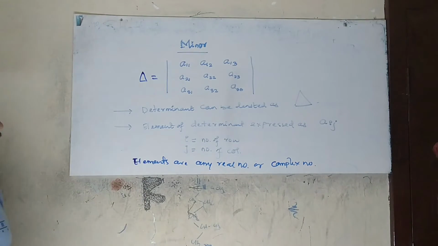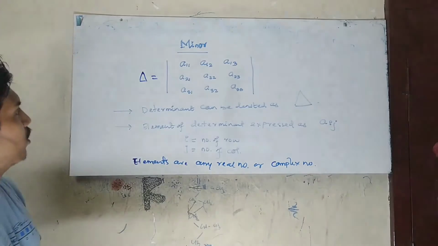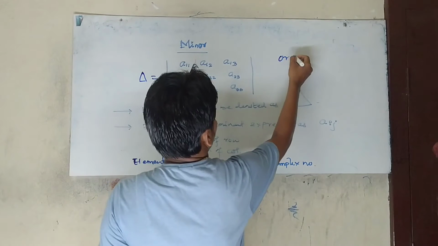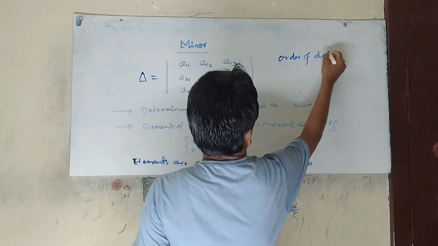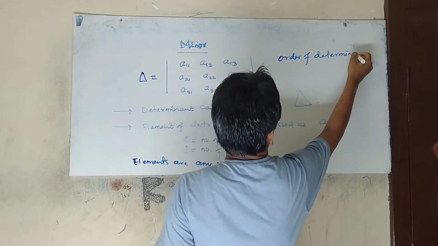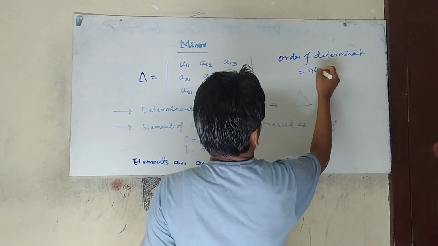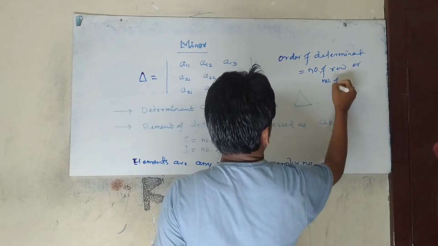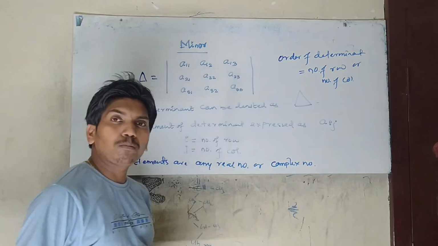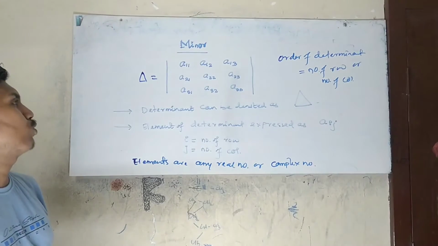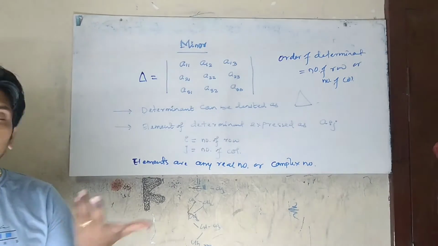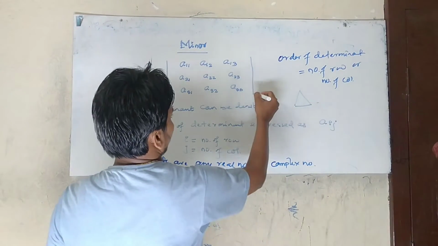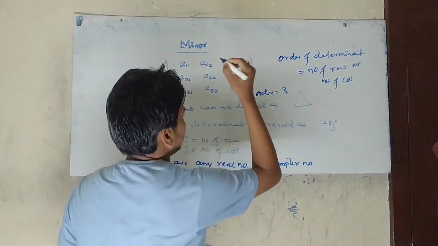Let's study what is the order of a determinant. Look, the order of a determinant is the number of rows or number of columns, because here the number of rows is equal to the number of columns, so the number of rows or number of columns is the order of the determinant. So here the order is 3.